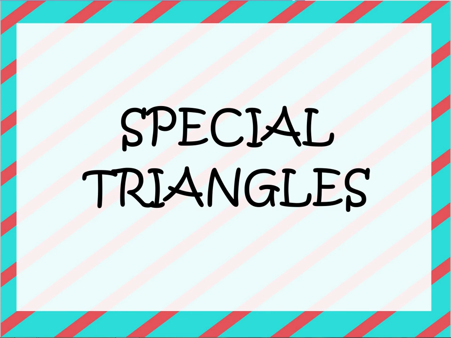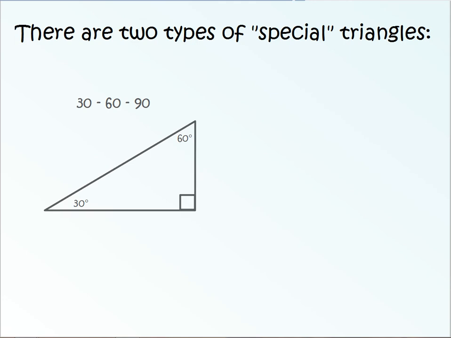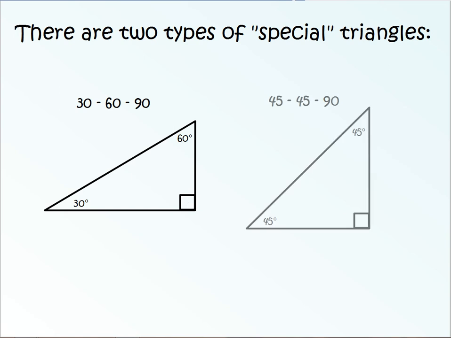Today we're going to talk about special triangles, and boy are they special, because there are only two types of special triangles. They're both right triangles. The first one we call a 30, 60, 90 because it has angle measures of 30 degrees, 60 degrees, and 90 degrees. The second is also a right triangle, of course, but it's called a 45, 45, 90 because it has 45 degrees, 45 degrees, and 90 degrees. When you hear about special triangles, it is only these two that count.